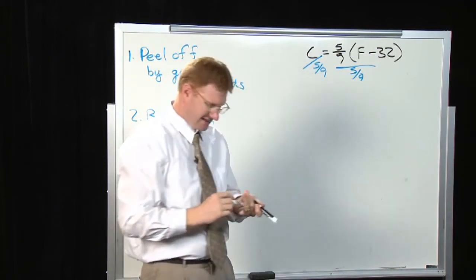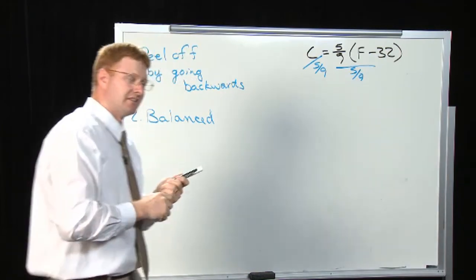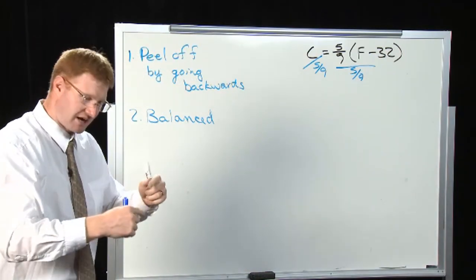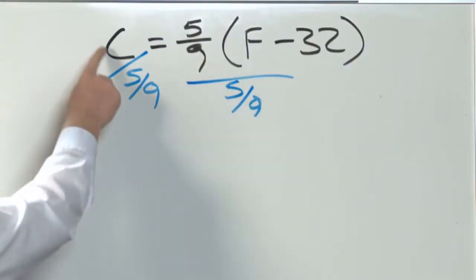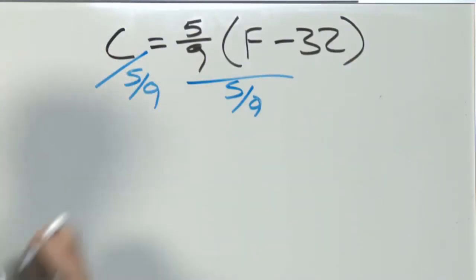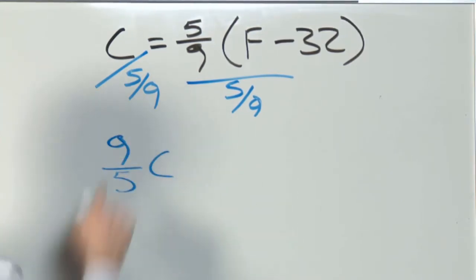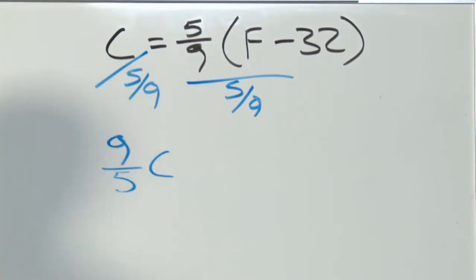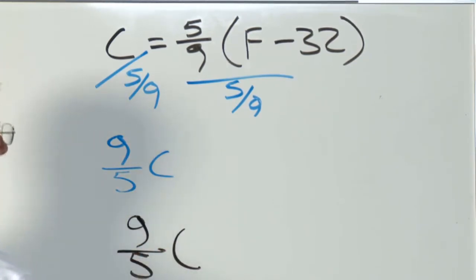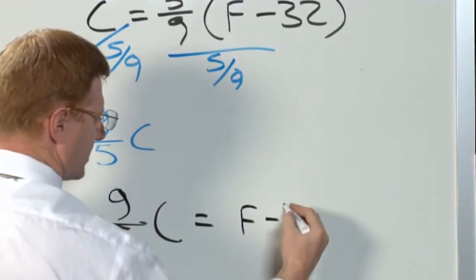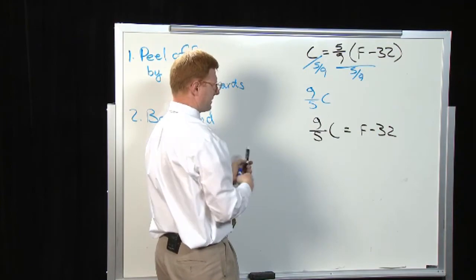So now the test is, do you remember how to divide fractions? Dividing fractions, we don't really know how to do it. We times by the reciprocal, flipping it upside down. So really, this is c times 9/5 is what this really turns out to be. So let me write that all down. We have 9/5 times c equals, now we have f minus 32. And how do we get rid of the 32 to get the f by itself?